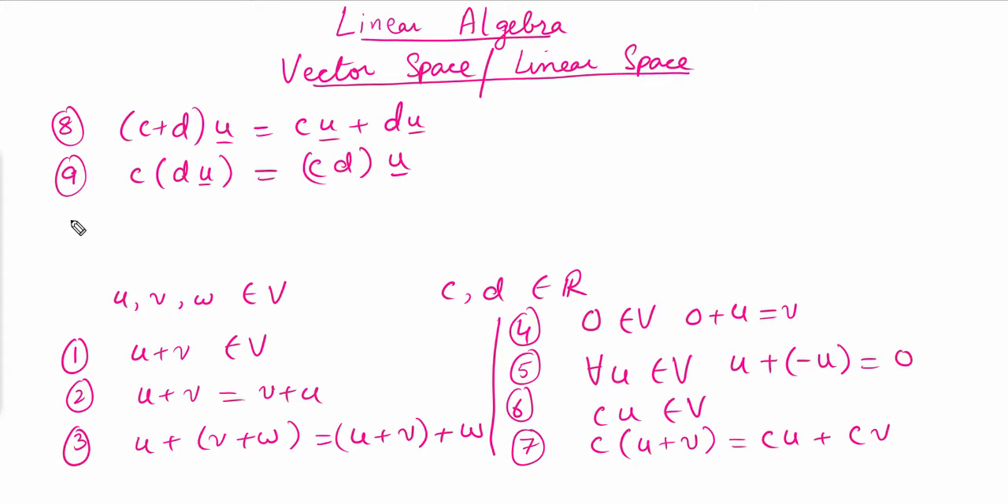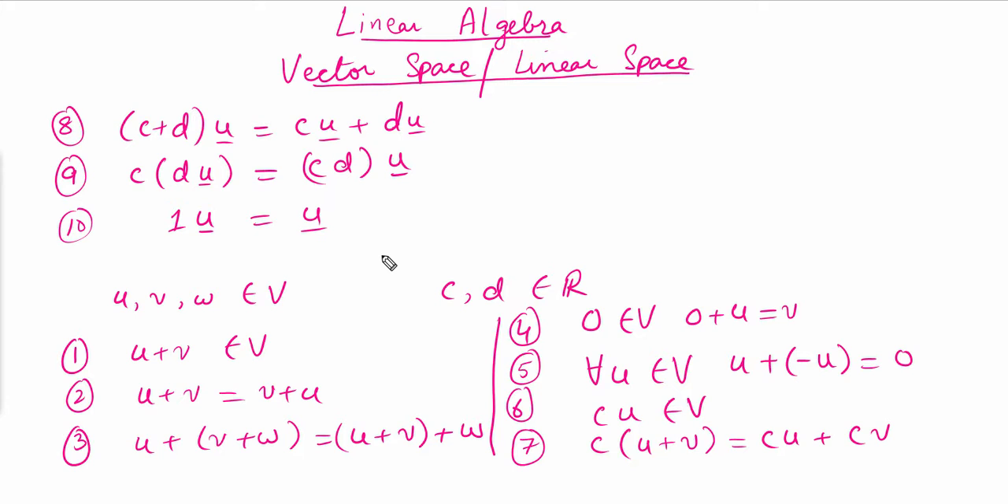All right. So the 10th property is, if we multiply 1 with a vector, we will get the same vector. This is basically the multiplicative identity. Okay, so these are the 10 properties that a vector space should follow. If the vectors follow these 10 properties, then we can say that those vectors belong to a vector space.